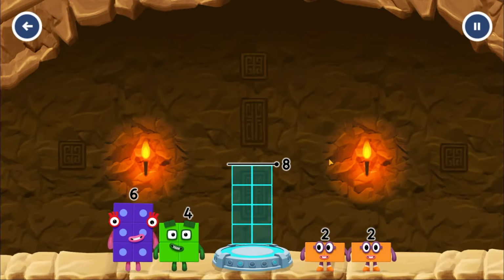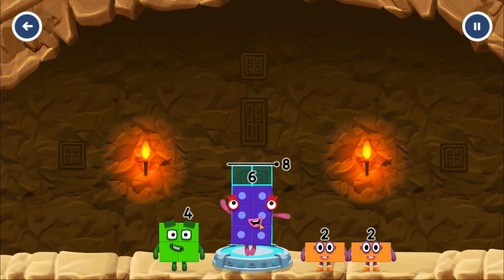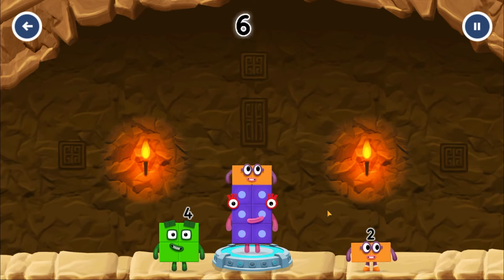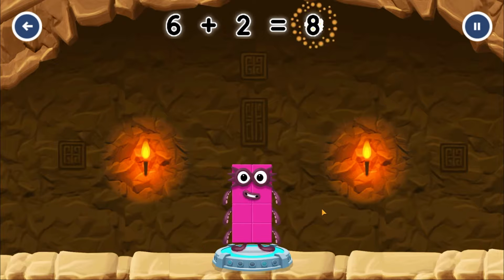Add number blocks to make 8. 6, 2. Correct. 6 plus 2 equals 8.